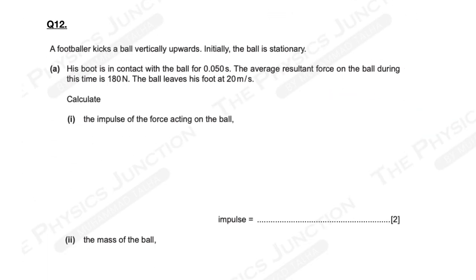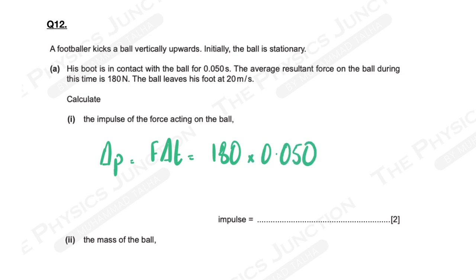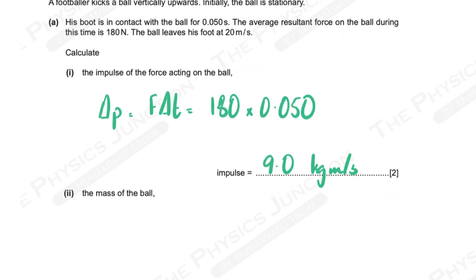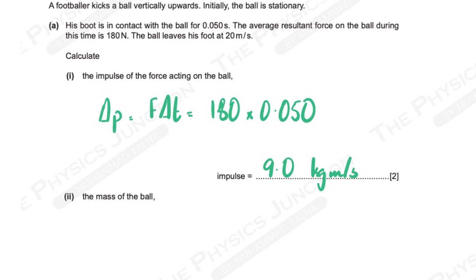Next, a footballer kicks a ball vertically upwards. Initially the ball is stationary. His boot is in contact for this time, and the average resultant force is given. The ball leaves his foot at 20 meters per second. Find the impulse. Impulse of the force is F delta T. So force is 180. Time for which it acts is 0.05. And using this, you find the change in momentum, which turns out to be 9.0 kg meters per second. Mass of the ball. So what else do we know? We know that initially the ball was stationary, so it has no initial momentum.